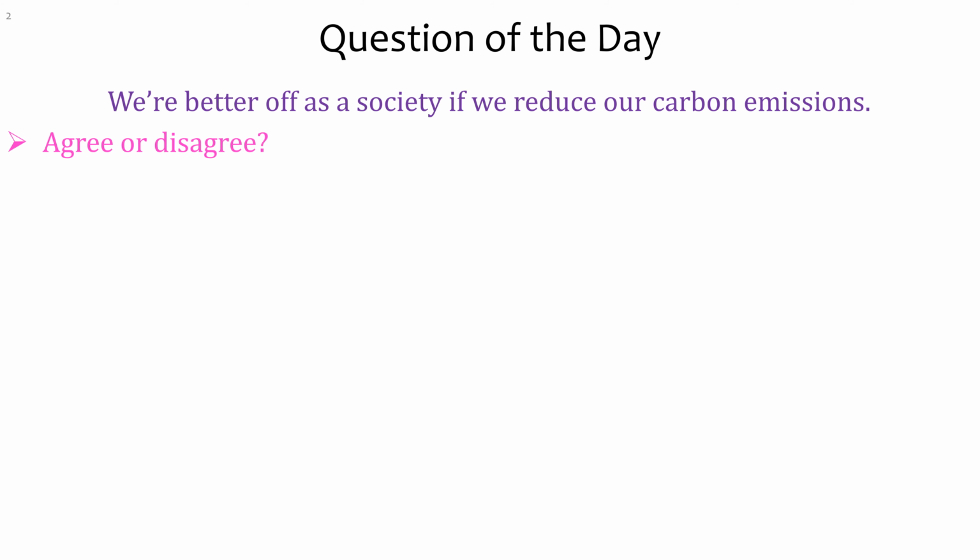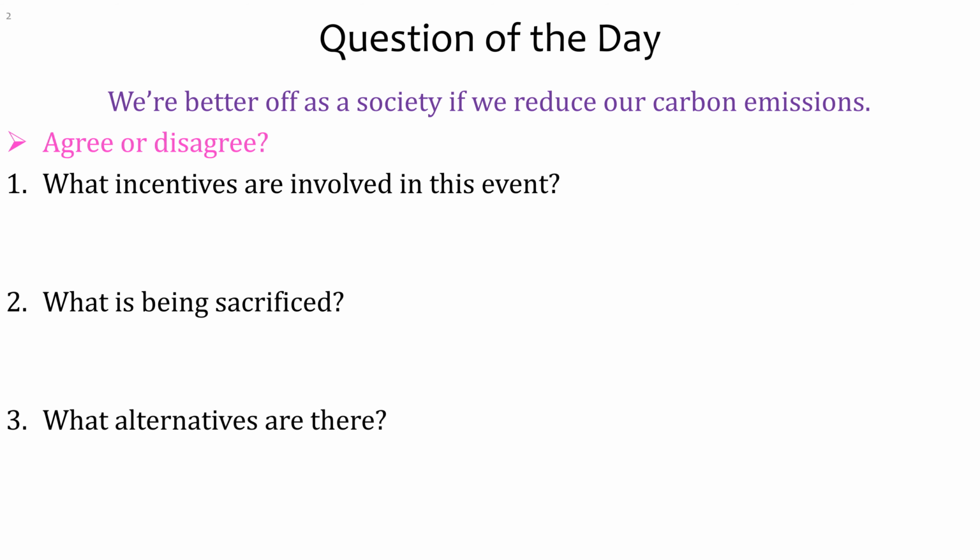So what you have to do is you can take any position, that's fine, that's your personal opinion, but then you have to answer 3 questions in support of your position. So what incentives are involved in this event? What is being sacrificed, and what alternatives there are. So the idea is that you take a few minutes right now, start by recording the slide number and then the statement, and after that state whether you agree or disagree, so that won't be long, and then you have to provide your arguments in the form of answer to these 3 questions.